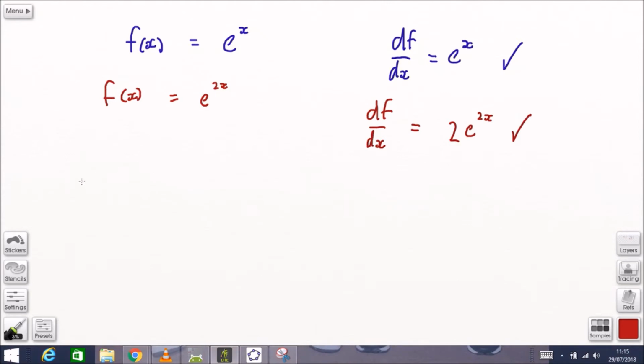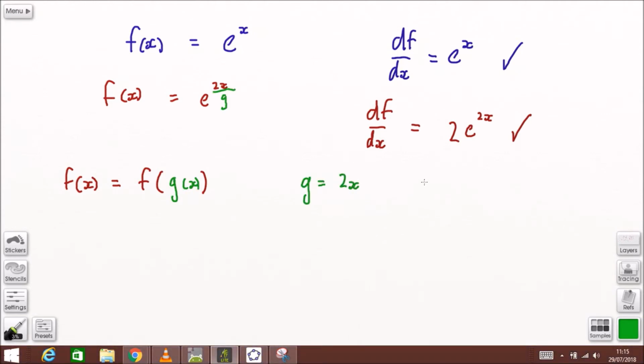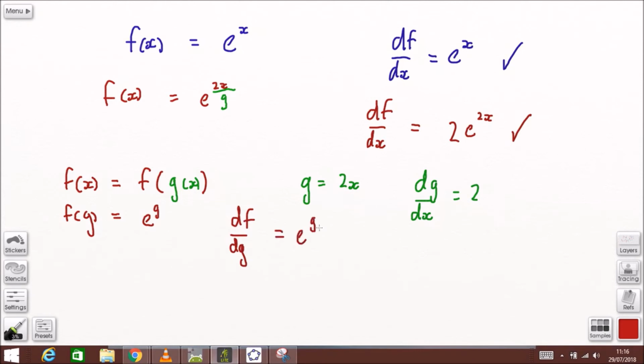So here's my function. Our function is e to the 2x. But that 2x part is a function inside it. So we've got a composite function. We're going to have to use the chain rule. So the inner function g is 2x, so dg dx is 2. The outer function of g, f of g, is e to the g. So if we differentiate f with respect to g, we get e to the g.